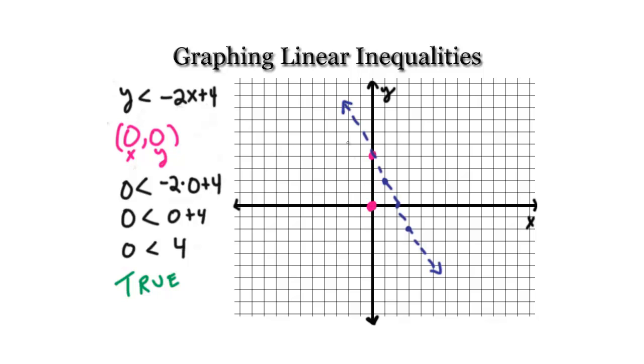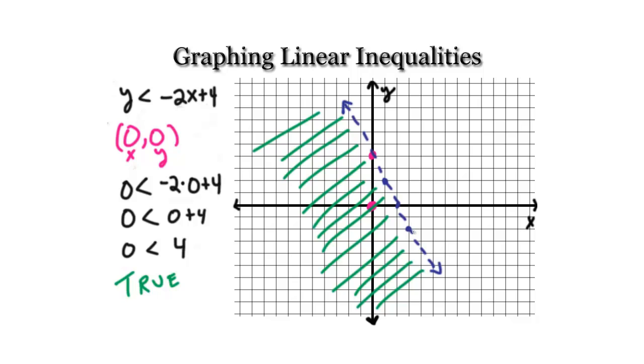So in this case, since this is true, we will shade the side that has the test point. So I'm not going to shade the right hand side, I'm going to shade the left hand side. That's the side with the test point. So the left hand side will be my solution set. It includes that test point.